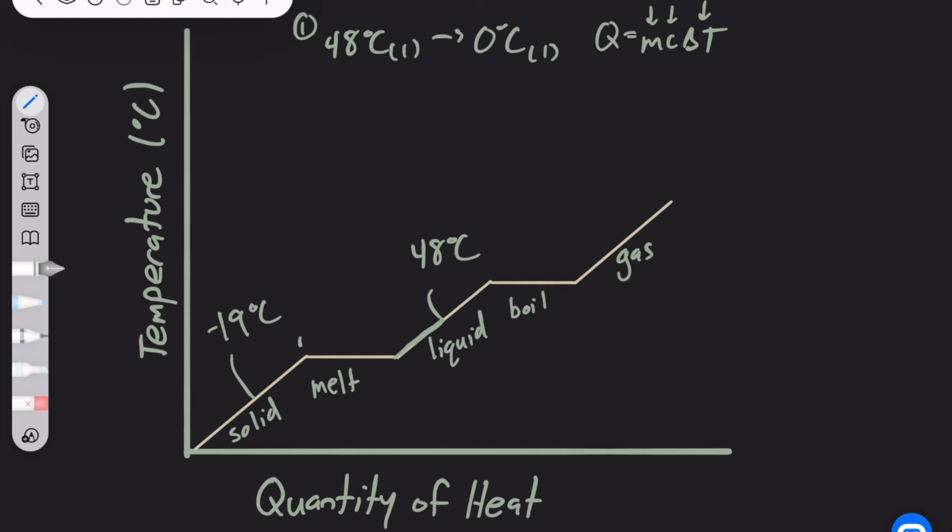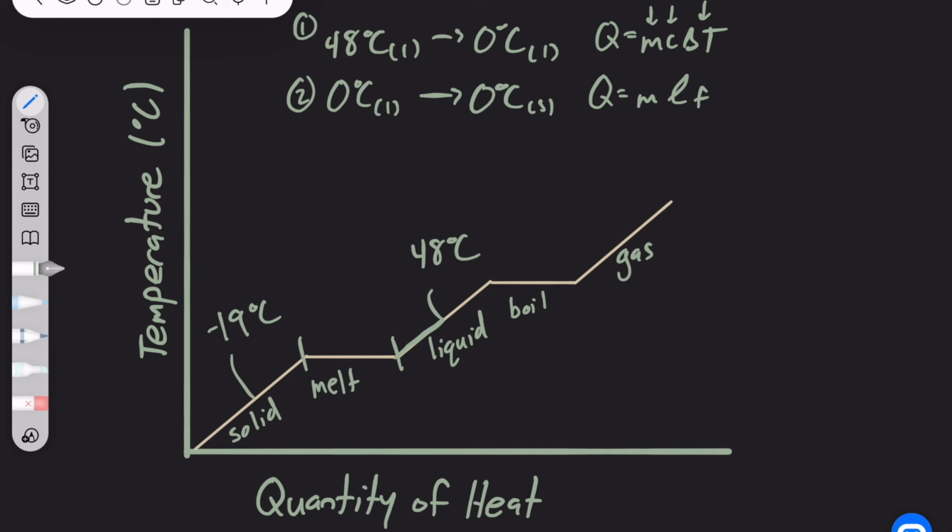Step 2 is similar to our first example, where we are calculating how much heat needs to be lost in order for the water at 0 degrees Celsius to freeze into water as a solid. So step 2 is 0 degrees Celsius as a liquid to 0 degrees Celsius as a solid. And because of that state change, we need to use our Q equals the mass multiplied by the latent heat of fusion, but just as a negative value because it's losing that heat.